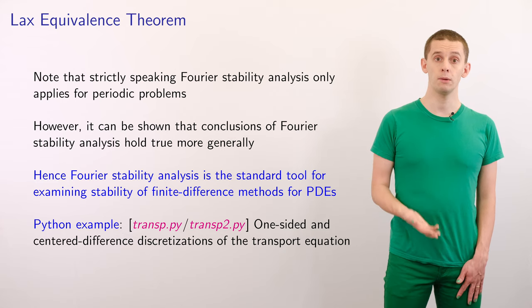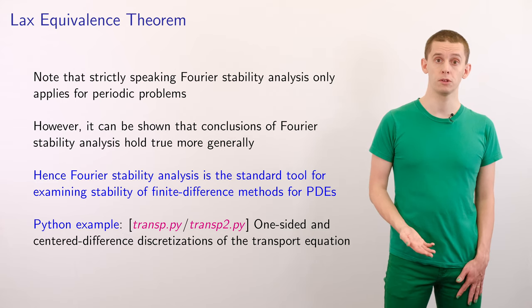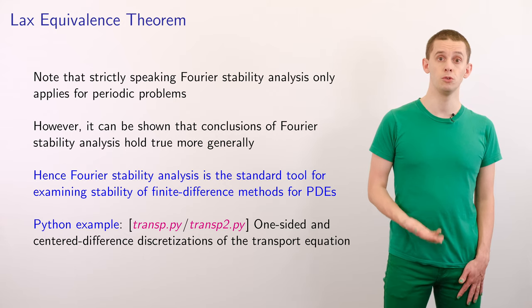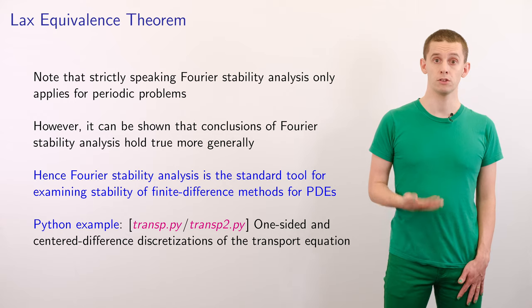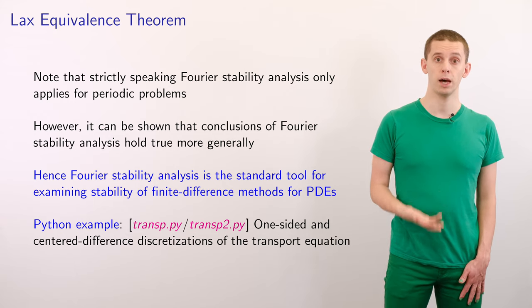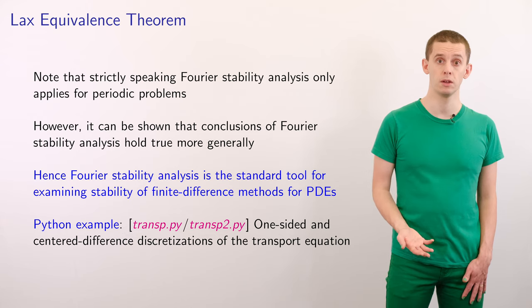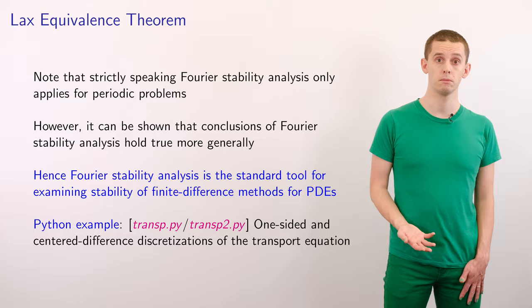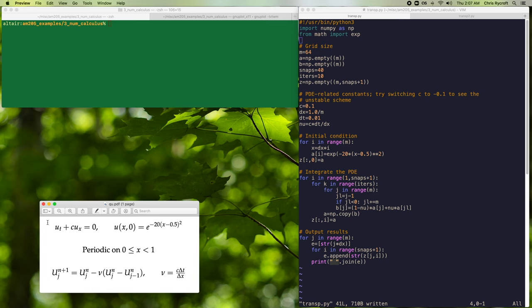So now let's look at two Python examples for the linear advection equation using the upwind method and also the central difference method. And we'll take a look at how the results of these programs are consistent with their stability properties.